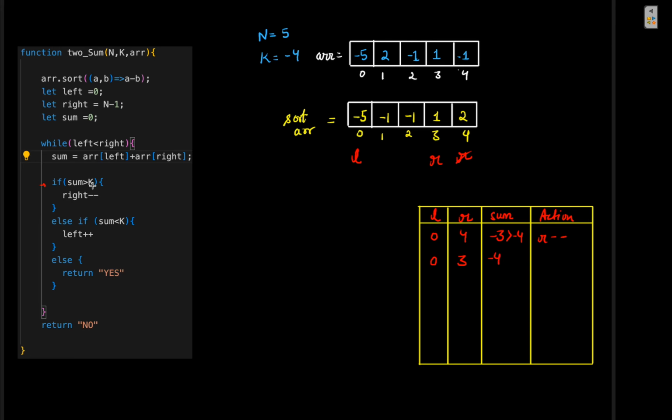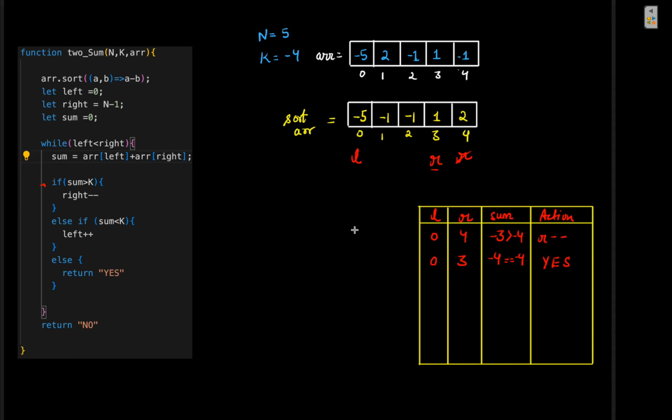So is sum greater than k? No. Is sum less than k? No. So what? It's equal to k, right? So -4 is equal to -4. Right? So here our action will be to simply print yes. So here I got a solution in the first initial steps, but this will be a basic dry run.